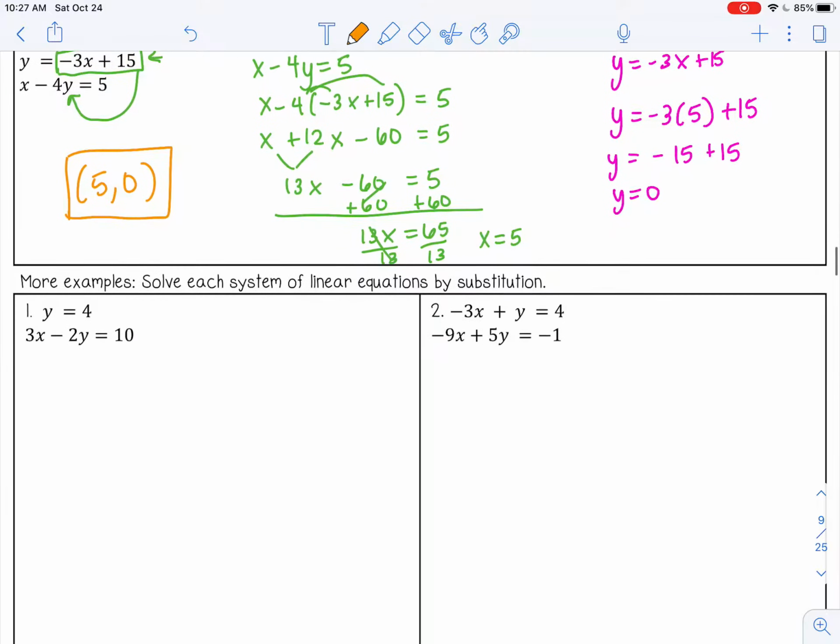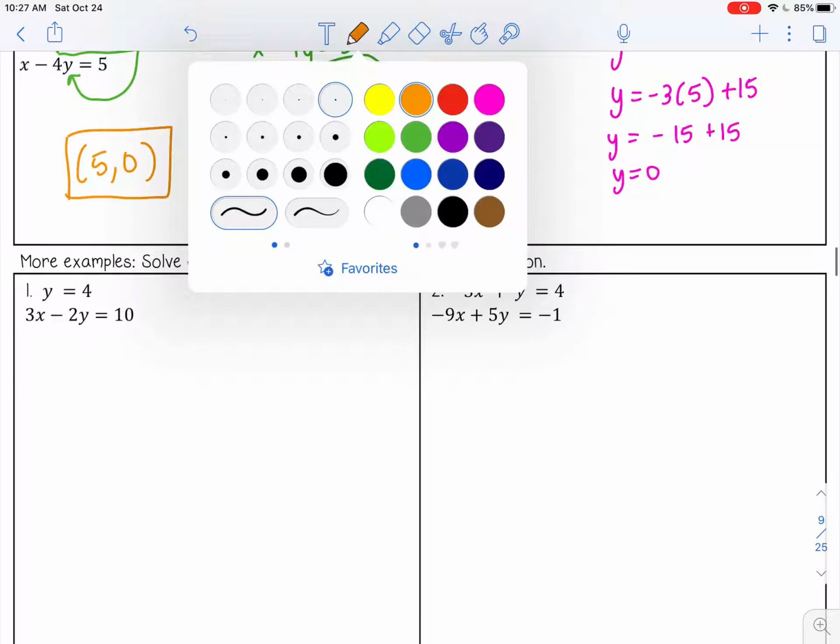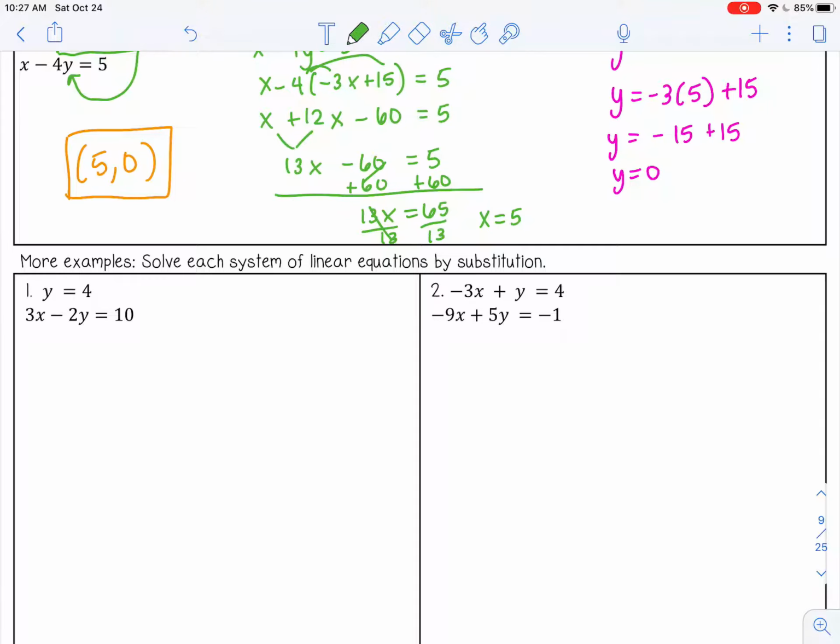All right, let's try that again. So the next one, number 1, y equals 4, and 3x minus 2y equals 10. So this one has already been isolated for us. And this isn't even an expression, it's just y equals 4, it's a number. So I'm going to take that and I'm going to substitute 4 in for y in my second equation because I know y equals 4, so I can change my y to a 4.